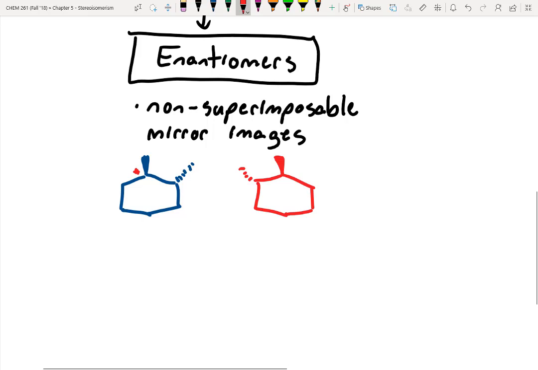Highest priority be over here, right? Followed by 2, followed by 3. So it looks like we'd go clockwise around. Assumed hydrogen would be a dash, so this would be R. All right, let's do this one over here now.